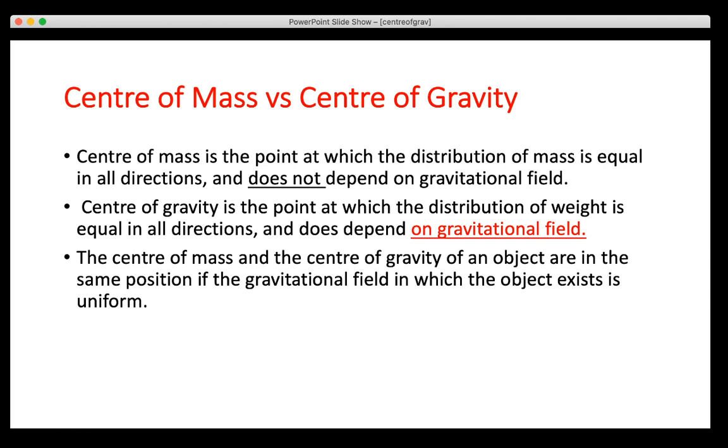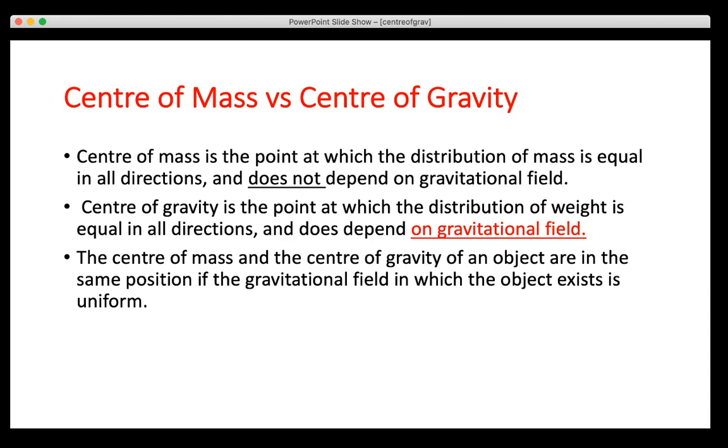The center of mass and center of gravity of an object are in the same position if the gravitational field in which the object exists is uniform. If you have a uniform gravitational field like Earth, that's why in many books you have seen that they use them like synonyms.